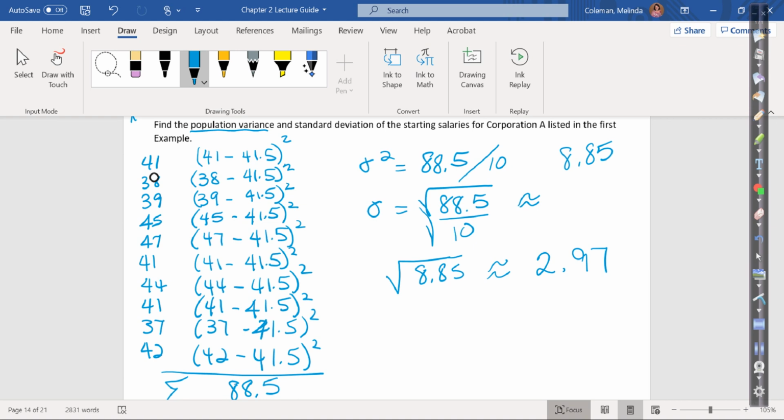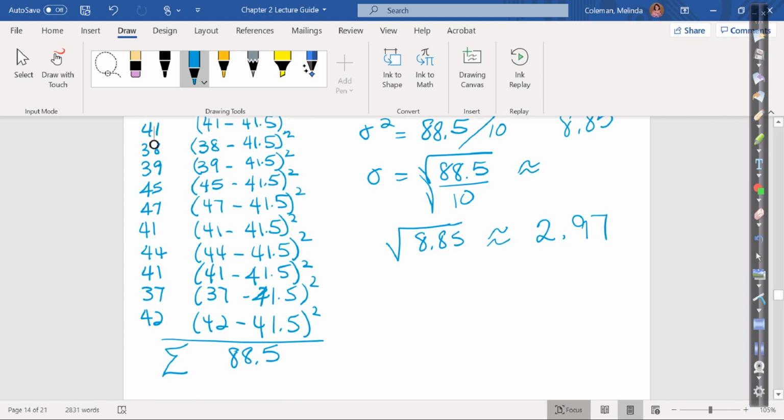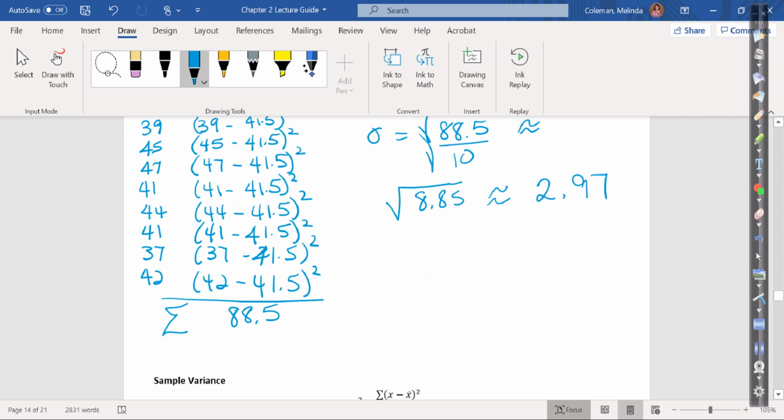So again, this is tedious. It's long. Imagine if you had 50 data points instead of just 10. Imagine if you had 300 data points instead of just 10. You can see how tedious this can become, which of course is why we want to rely on the calculator to help us find the answers.